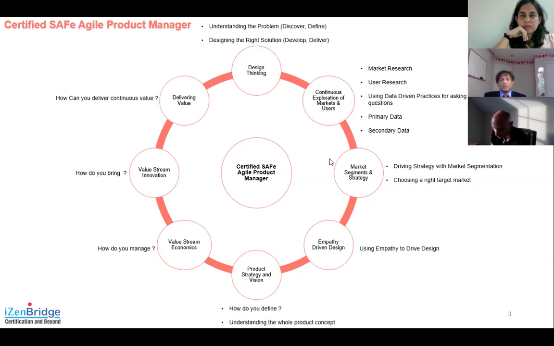And last but not least, we'll talk about how you define a product strategy and vision, and the concept of the whole product. That's something that you'll understand. So these are the topics that we covered.